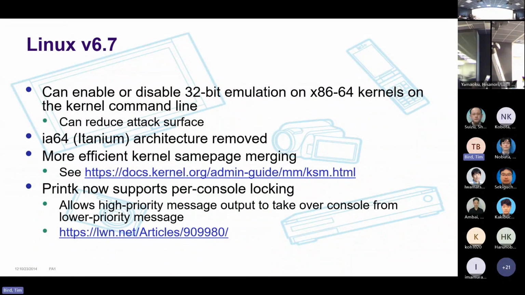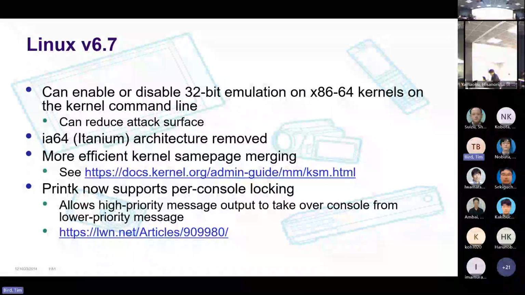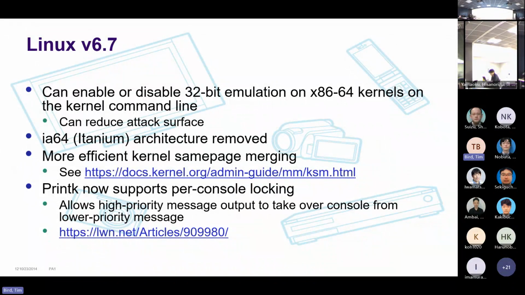And then in Linux version 6.7, I think this was in January, you can now enable or disable 32-bit emulation on 64-bit kernels, well, at least on x86-64 kernels. And that actually is very helpful to reduce the attack surface. Some of that emulation for 32-bit code presents a whole extra set of APIs that need to be secure. And by eliminating that, it removes a lot of attack surface.